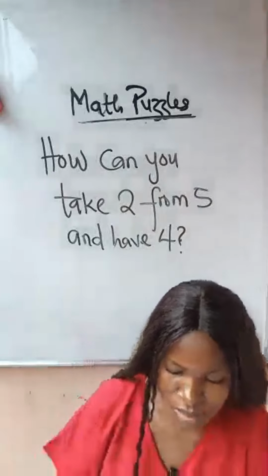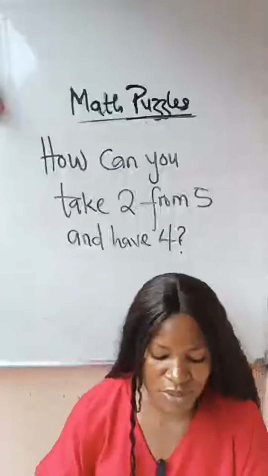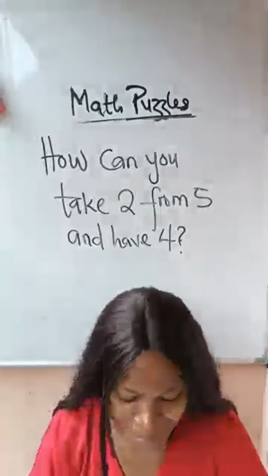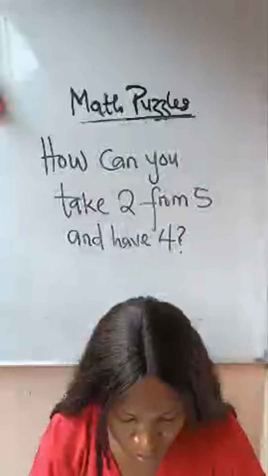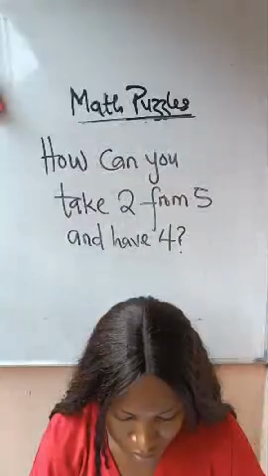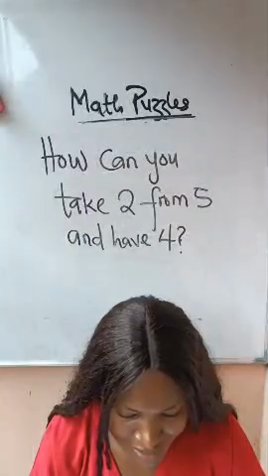Remember, this is a math puzzle and a math riddle as well. So if I say it's possible, it is very possible. So how can you take 2 from 5 and have 4? Let's go, friends. We can do this. I trust you.